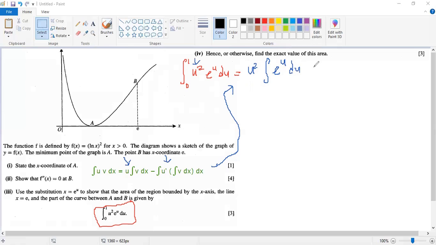Adapting the formula, minus the integration of the differentiation of u squared, which is 2u. And then in the bracket, you have the integration of v itself, that means e to the power of u du. And then du. In these terms it's all du. This is how the formula looks when adapted to this situation. The integration of e to the power of u just remains as e to the power of u.